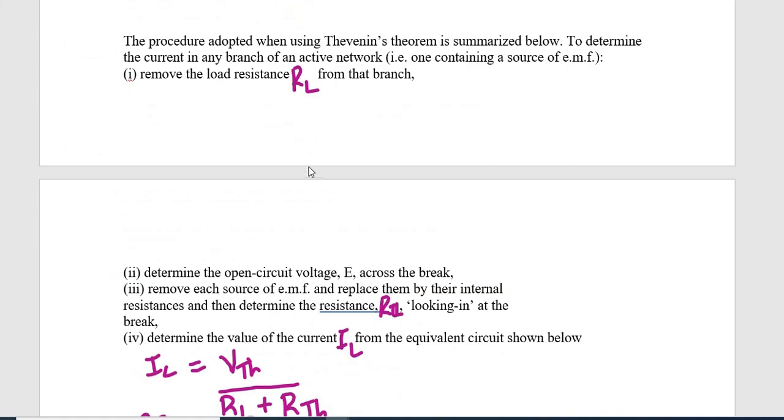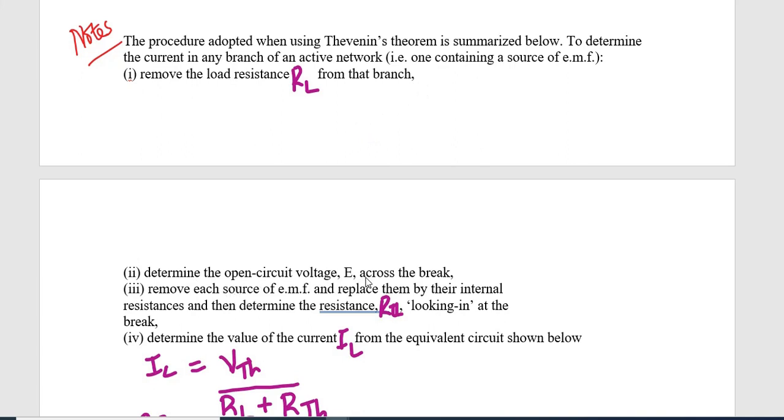So let us look at these notes. The procedure adopted when using Thevenin's theorem is summarized as below. To determine the current in any branch of an active network, for example one containing a source of EMF, you have to remove the load resistance RL from that network. For example, if you are asked anything concerning that particular resistor, you remove it from the network.